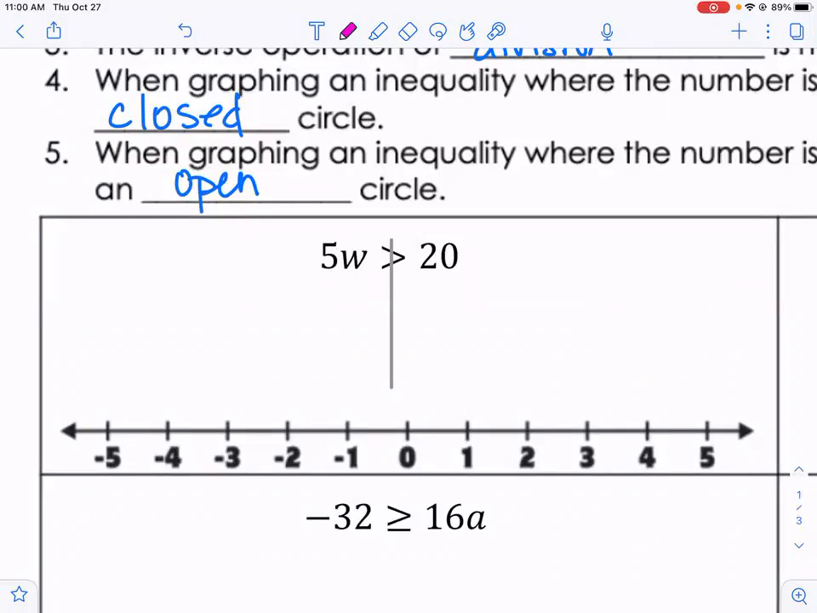5 is tied to W by multiplication. So we need to undo the multiplication by doing what to both sides? Dividing by 5. Okay. 5 divided by 5 cancels out to be 1. We're not going to write 1W. We're just going to write W. Our sign is going to remain greater than. And what is 20 divided by 5? 4. Okay.